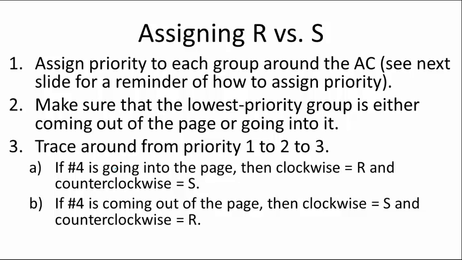So we have the priority system. There's a reminder of that on the next slide. So you assign priority to all four groups. So you would hold your atom, you could take your model in your hand and look at the four colors and decide, okay, I'm going to say on my model, yellow is priority 1, and red is priority 2, and blue is priority 3, and white is priority 4.